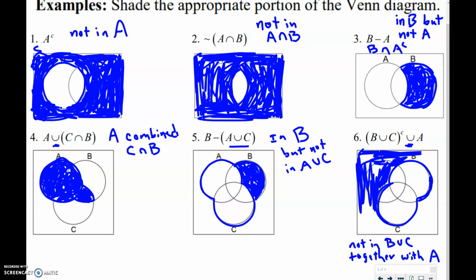So we'll shade everything that's not in B union C. It's going to take a minute. My pen doesn't want to be working super well right now. Okay, so everything that's not in B union C.